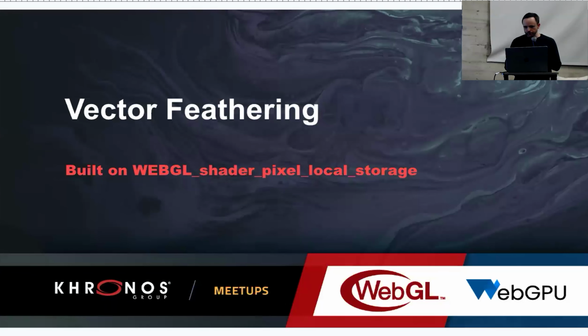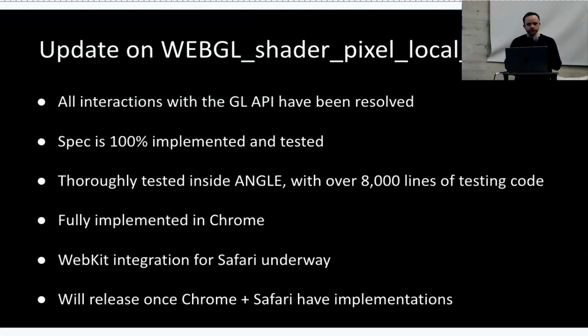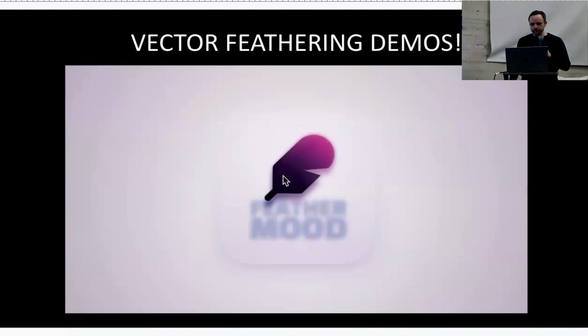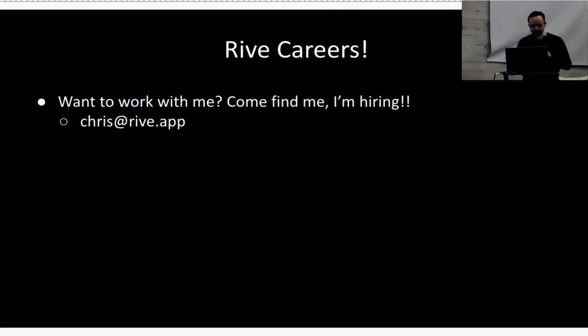All right, I'll be fast. So we've been pushing pixel local storage for like 3 years now. We took a break. It's almost done. 100% implemented the spec and tested in Angle, implemented in Chrome, coming to Safari. It'll be here soon. On top of pixel local storage, we are now doing Gaussian blurs. And slides are boring, so let's go to the demo.